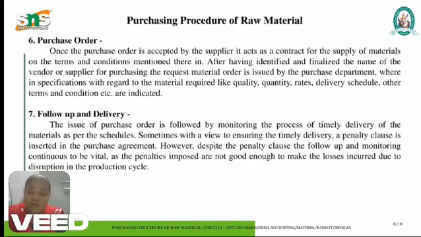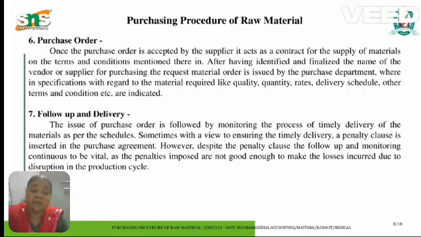Next, placing the order. The purchase order is accepted by the supplier as a contract for the supply of material on the terms and conditions mentioned therein. After identifying and finalizing the name of the vendor, the purchase department places the order, where the specifications regarding material required, like quality, quantity, rates, delivery schedule and other terms and conditions, are indicated.